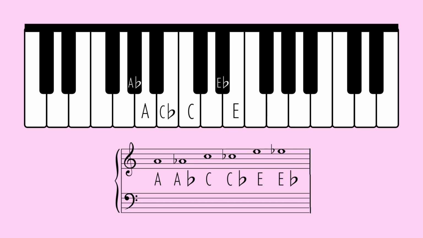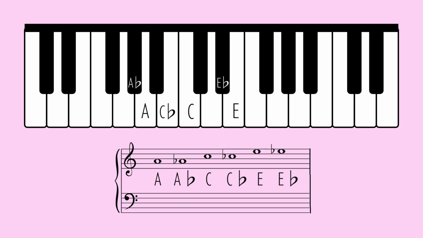If we start on E and lower it by 1 semitone, we land on the black key immediately to the left. This is called E flat. If we start on C and lower it by 1 semitone, we land on the white key immediately to the left. This is called C flat. We also know this key as B.